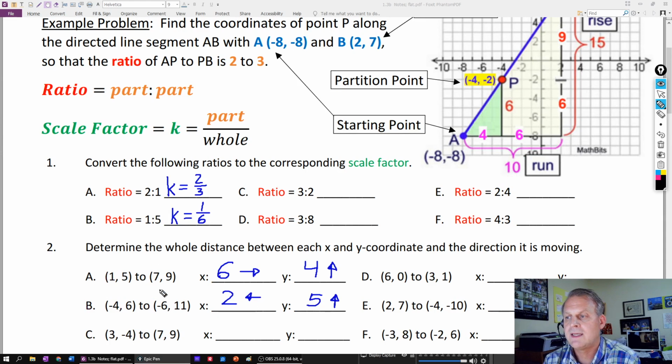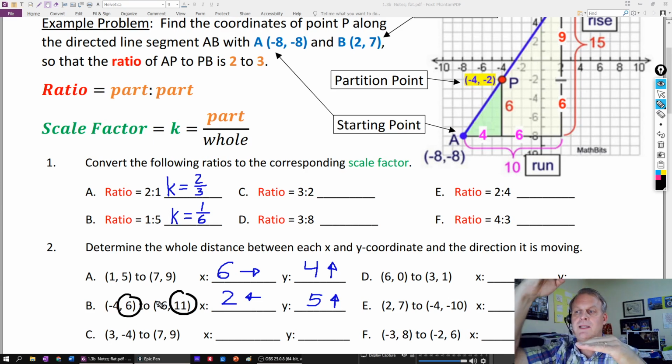Okay, let's look at now the y-coordinate. When I go from 6 to 11, I'm going from 6 up to 11, and I'm going 5 spaces up.